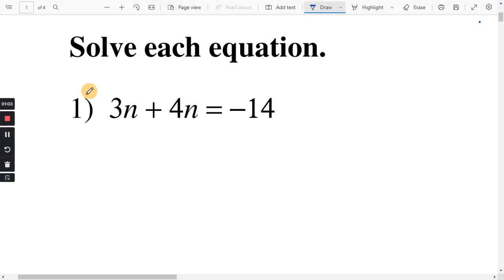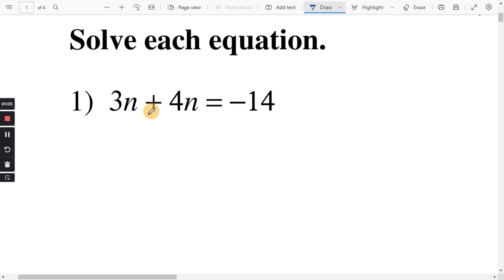Okay, problem number 1, there is nothing to distribute here. So we will combine like terms. So 3n and 4n, they both have the letter n. So we can combine like terms. 3 plus 4 is 7. And we still have the n. And that equals negative 14.